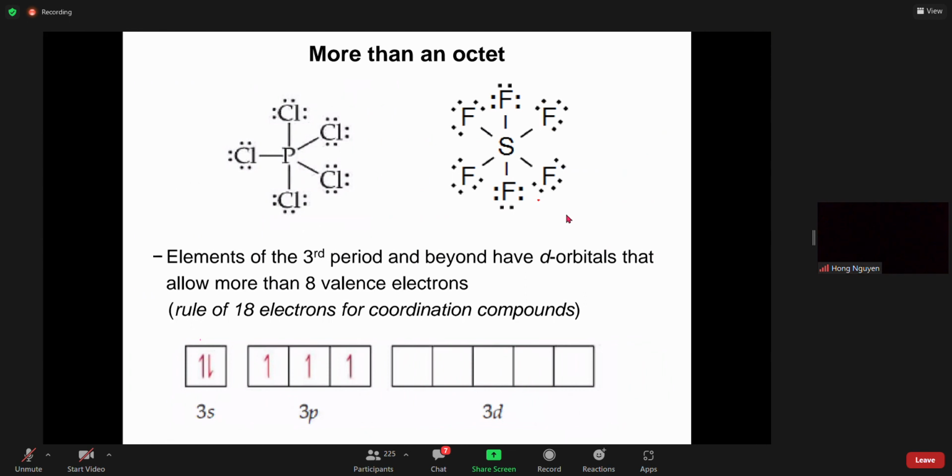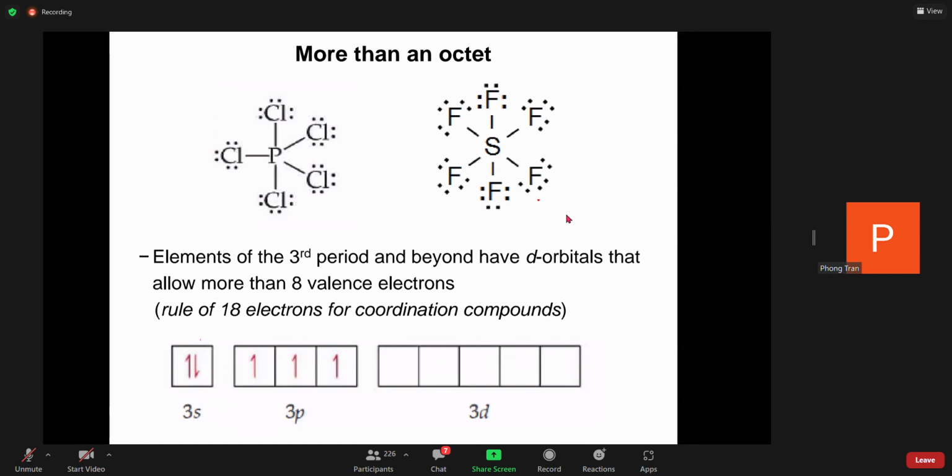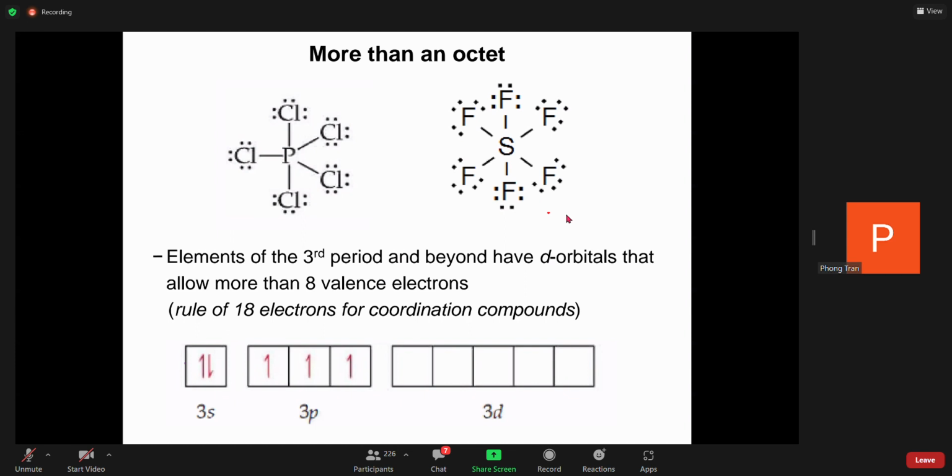Okay, you can have more than 8 electrons in the case of PCl5 or SF6 here. For the case of PCl5, you can see that phosphorus will have 10 electrons, and the sulfur here has 12 electrons. It's much higher. Oh, sorry, 10 electrons. You have much more than the 8 electrons of the octet rule.